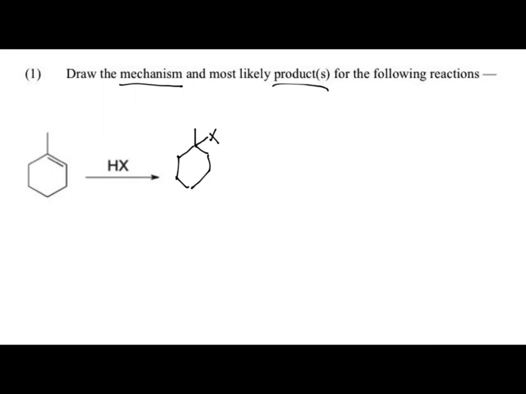So what you want to do is, what's the first step? So the HX, right? That's an acid. So one good thing to do is put the HX there again, like this. Okay, and now what does the acid do? It protonates the double bond, right? So do you want to try that?